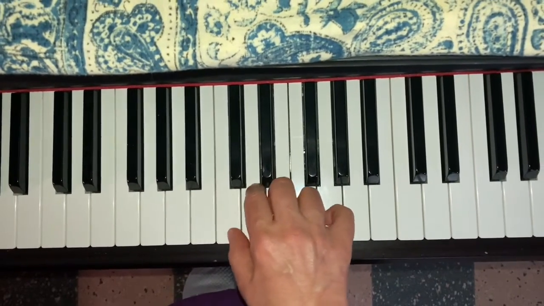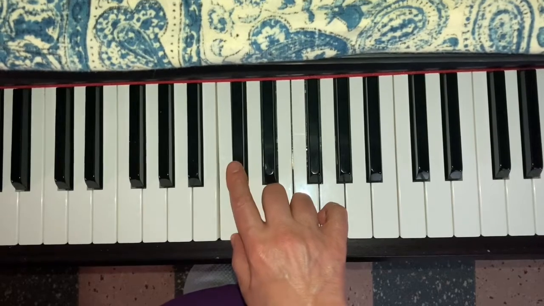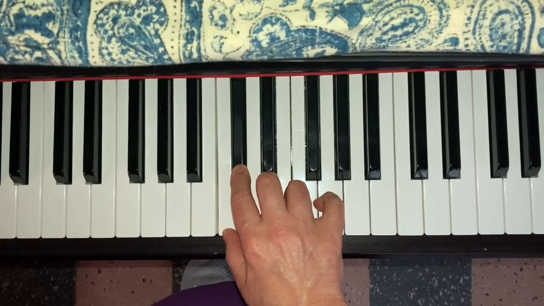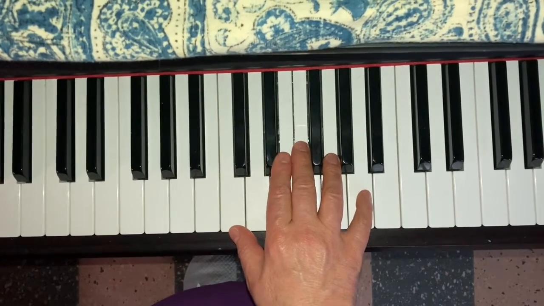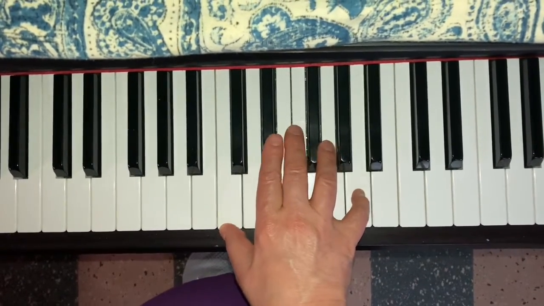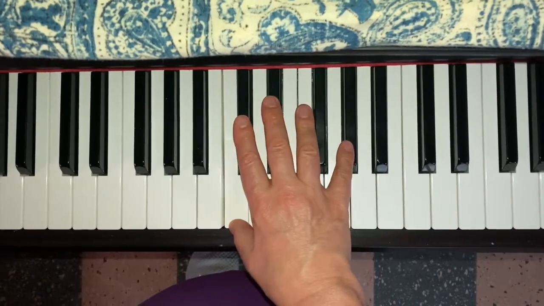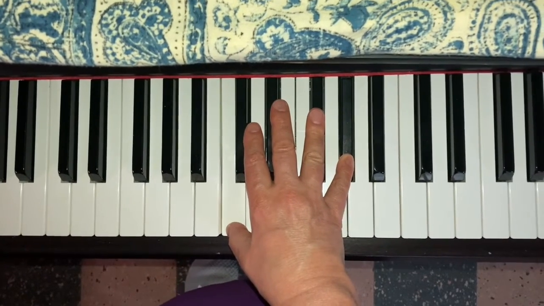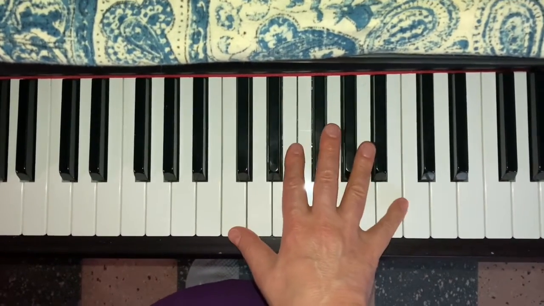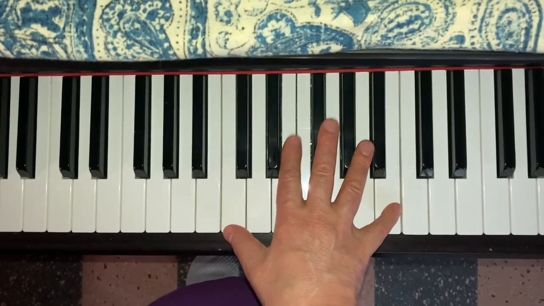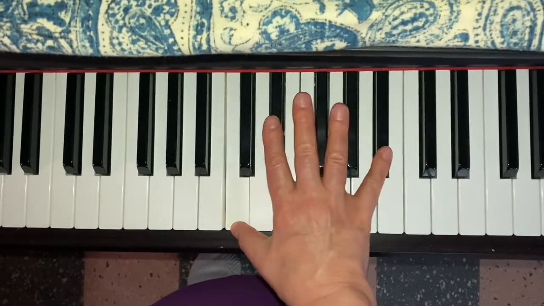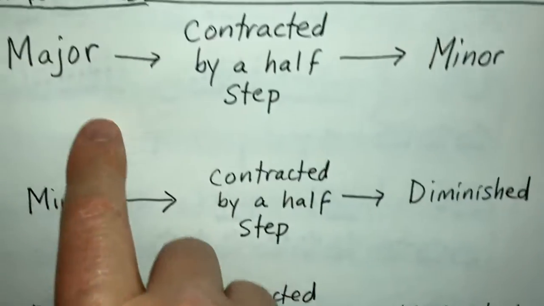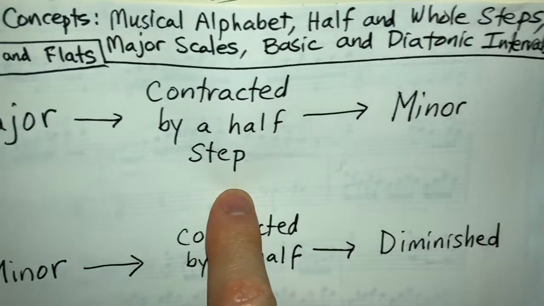A major second, contracted by a half step, becomes a minor second. A major sixth, contracted by a half step, I'm bringing the top note a half step down, becomes a minor sixth. A major seventh, contracted by a half step, becomes a minor seventh. A major interval contracted by a half step becomes minor.